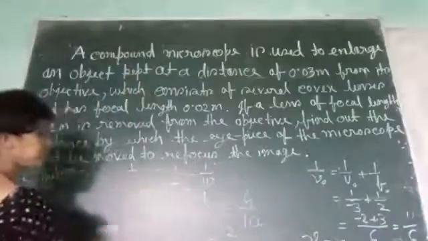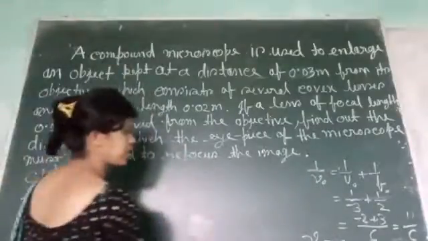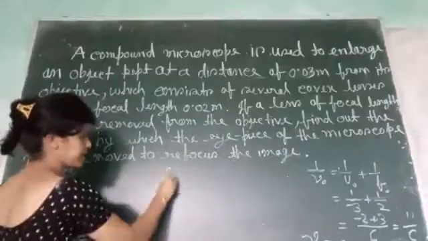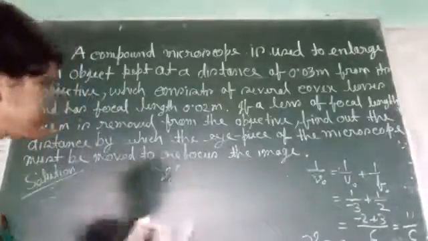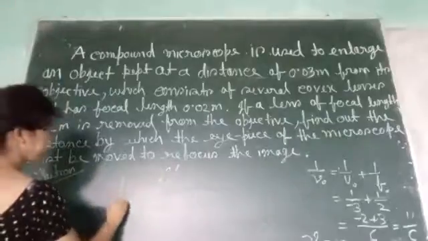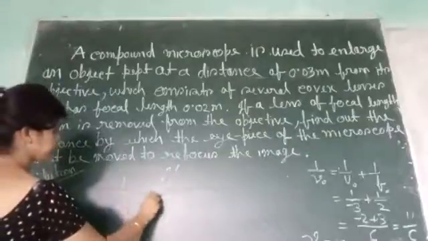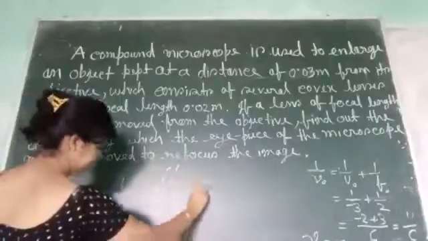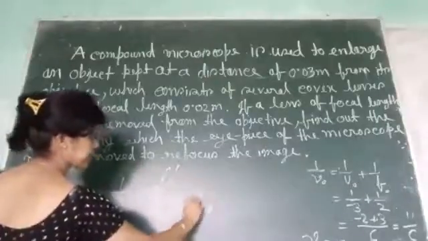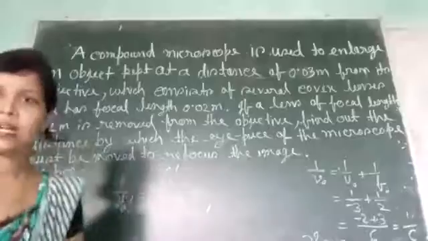Applying the lens equation, we suppose the new position of the image is v naught dash. So now, by applying the lens equation, we get 1 by v naught dash is equal to 1 by u naught plus 1 by f naught dash. Is this equation clear?